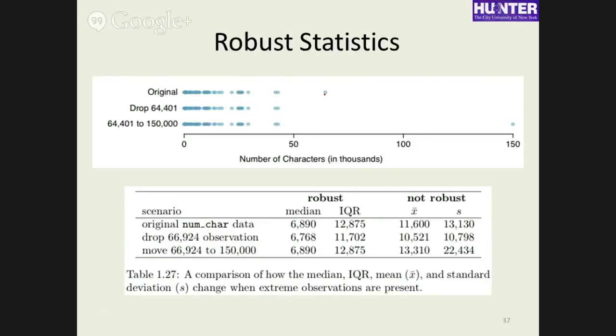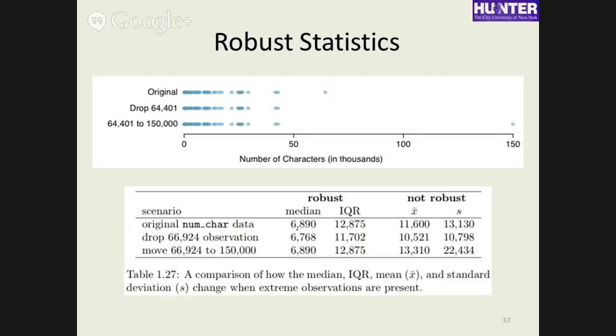And just to show what "robust" means here, it compares this data set to what if we dropped that one largest value, and then what if we replace it with an even larger value? So our robust statistics here, let's look at the measures of central tendency first, the median.